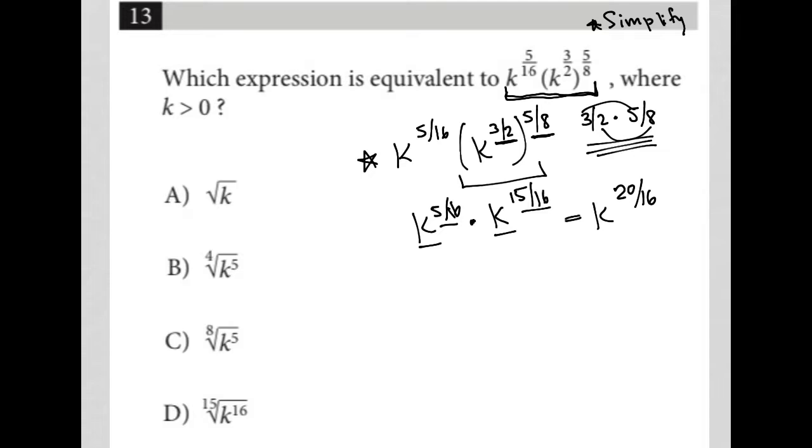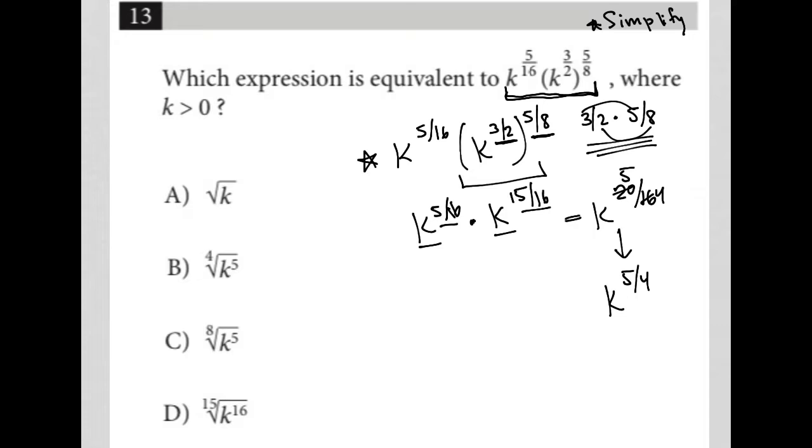So not seeing 20/16 in the answer choices, I also see that 20 divided by 16 can be simplified, right? There is a common factor, that factor being 4. 4 goes into 20 5 times, 4 goes into 16 4 times. So what I'm left with here is k to the 5/4.